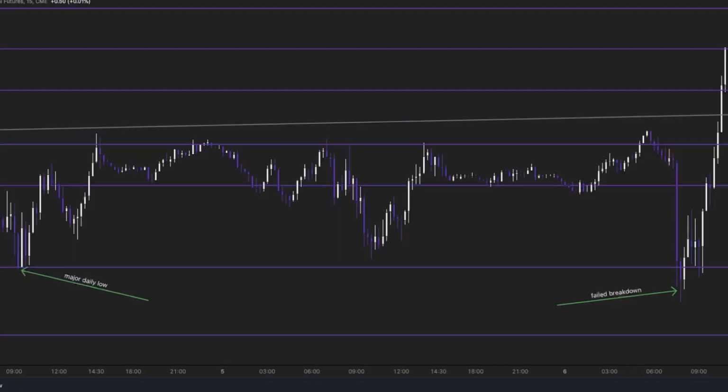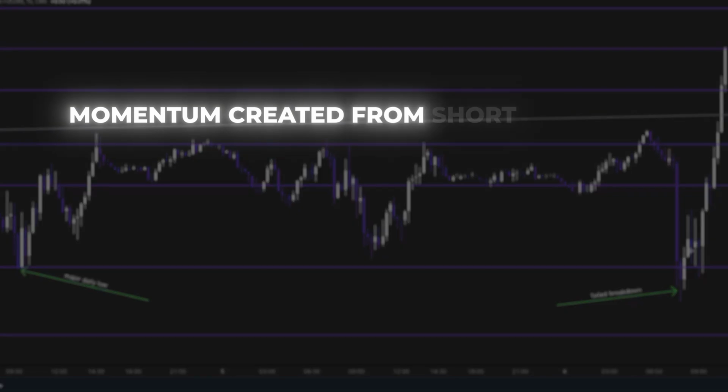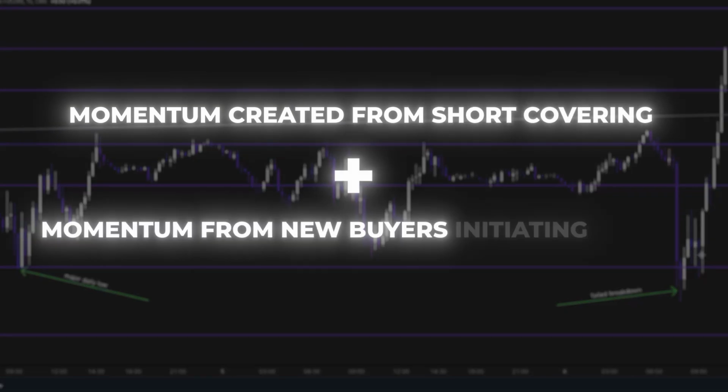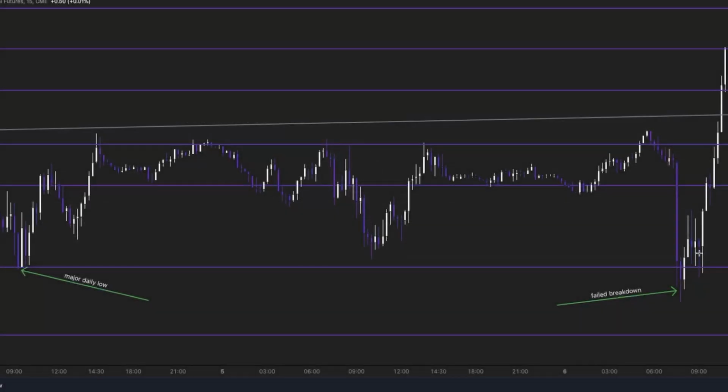Now let's look at the trade setups that I use the majority of the time. 95% of my entries involve price trapping below a key area and then reclaiming, catching shorts offsides, and me going long when those shorts are offsides. This gives you the benefit of some short covering as well as initiative buyers going long above this area. So you have both momentum created from short covering and from new buyers initiating longs. So you tend to have more of a momentum move.